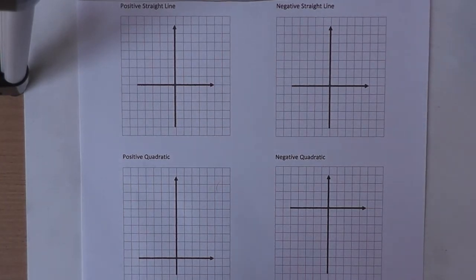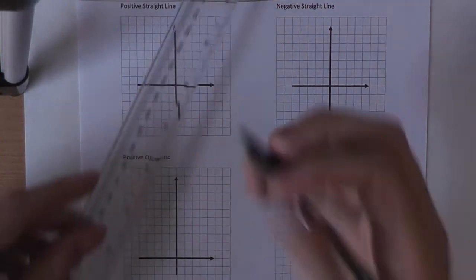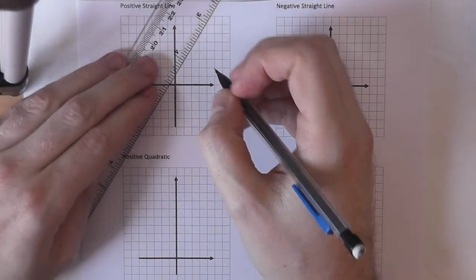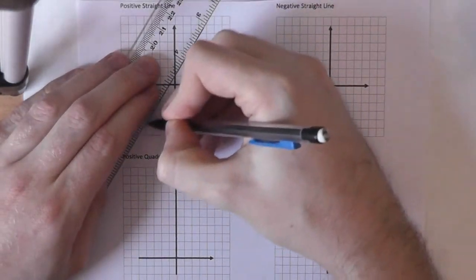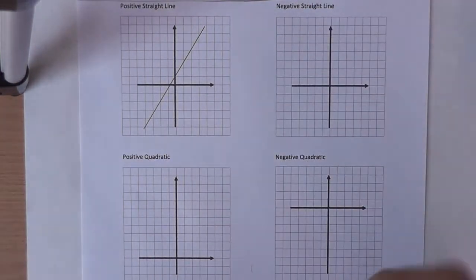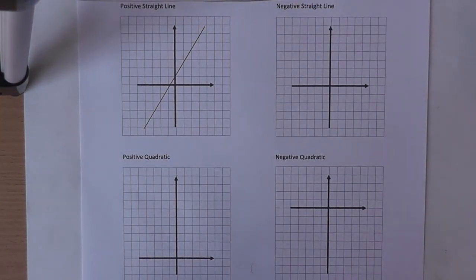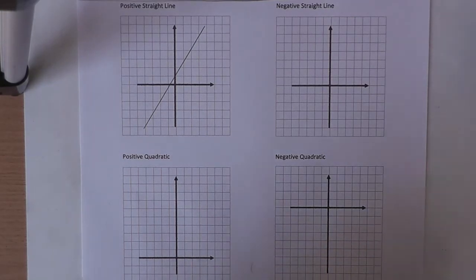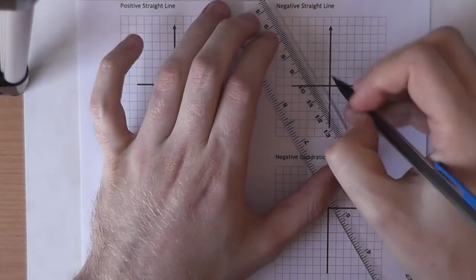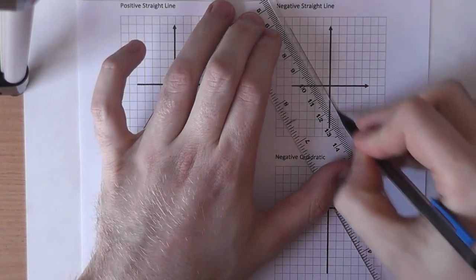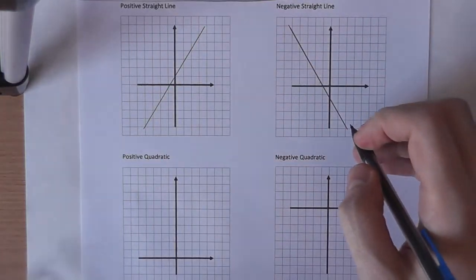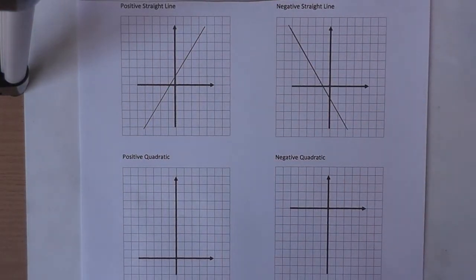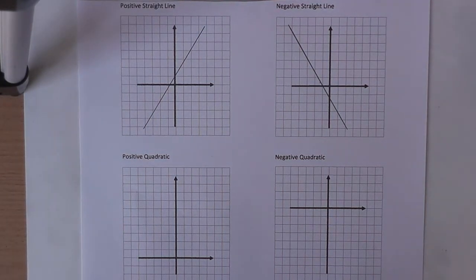If there is a positive number in front of the x, a positive gradient, then we are expecting this kind of shape. Different steepnesses, different crossing points, but that kind of shape. If, however, we've got a negative straight line, something like that y equals minus 3x minus 4 that we saw way back when, we'd be expecting this kind of shape. Still a straight line, still the y equals mx plus c type stuff, but downward sloping.